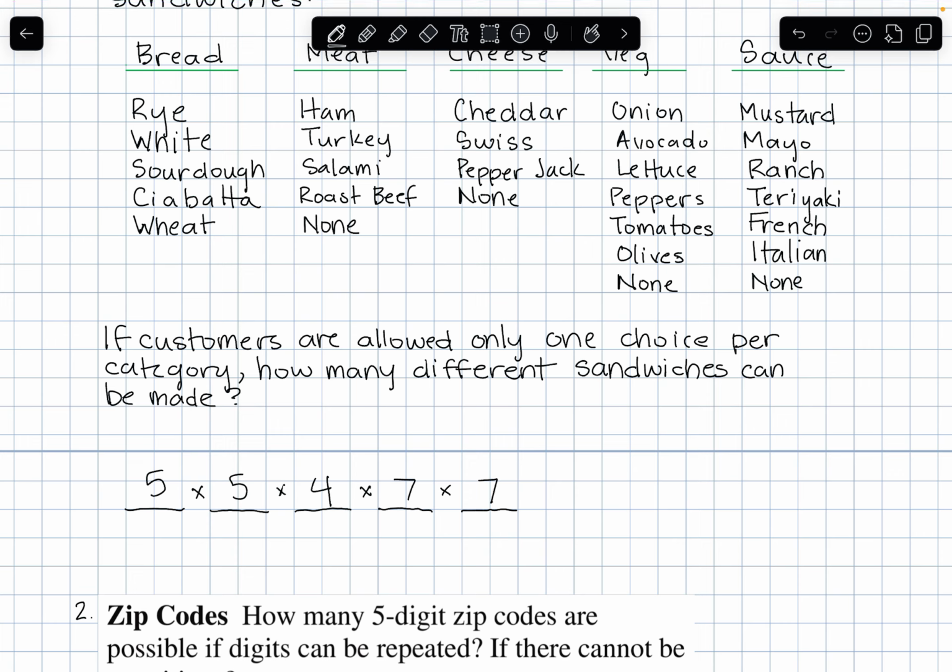So to figure out the total number of different sandwiches I can make, I just need to multiply those numbers together. So we're going to grab a calculator really quick and do that. So 5 times 5 times 4 times 5 times 4 times 7, and I get a very large number, 4,900. So according to this deli's menu, I can make 4,900 different types of sandwiches.